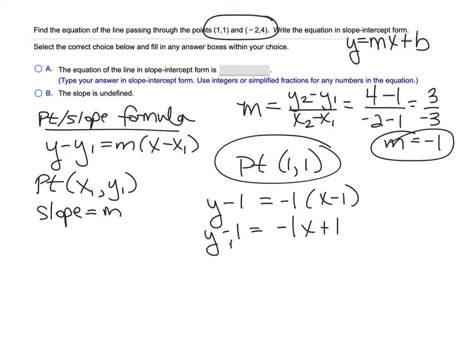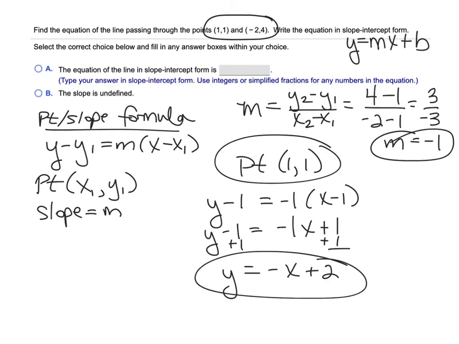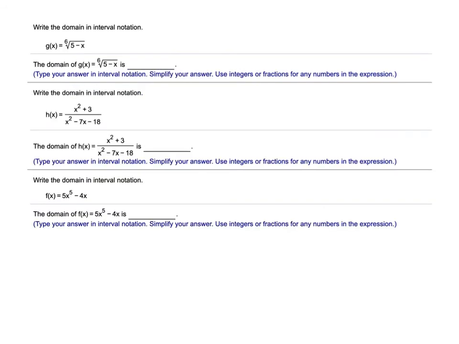And then we can add 1 to both sides. So we get y equals negative x plus 2. And that's my answer.